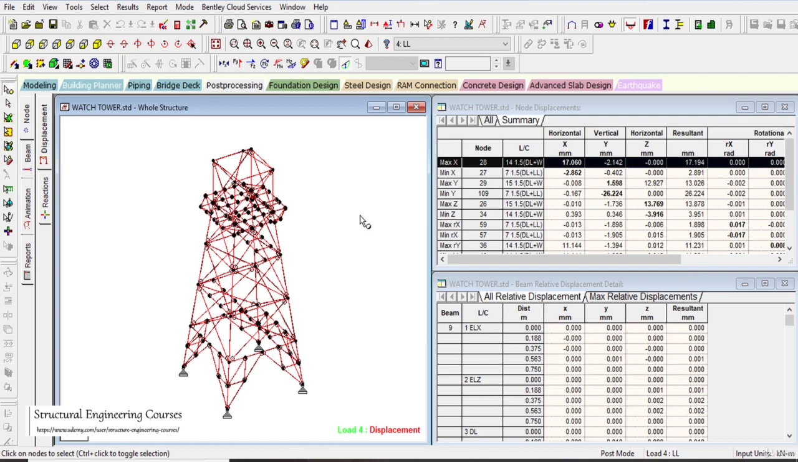When the structure is very slender, or very small in area and very tall, in that case P delta effects are very high. So I always recommend for tall steel structures to always do the P delta analysis.